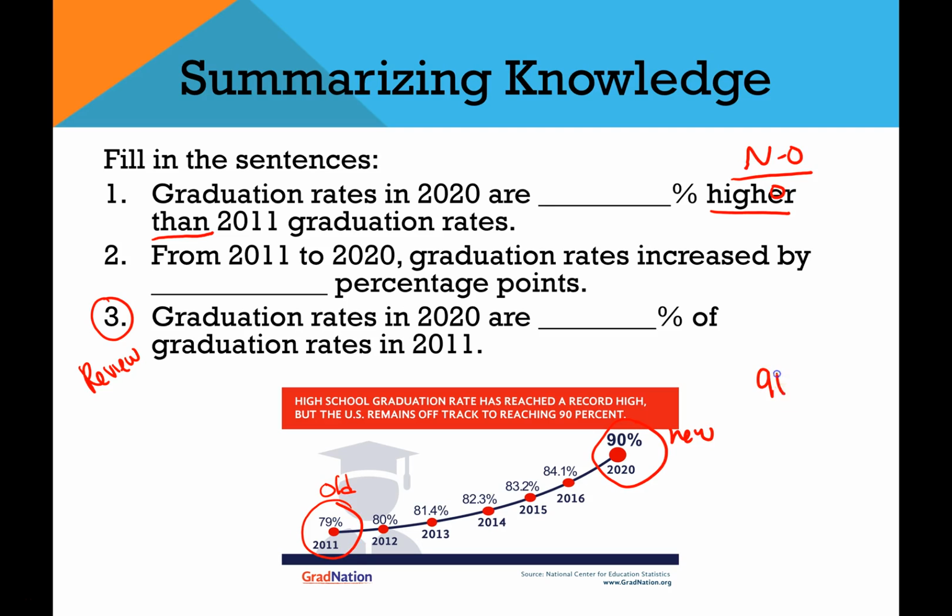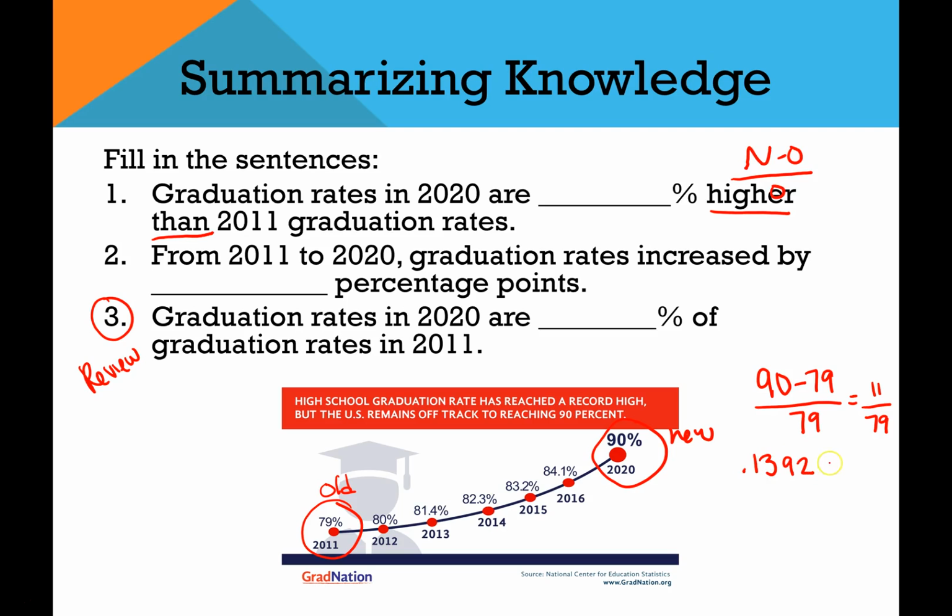So that's going to be 90 minus 79 divided by 79. So in the numerator, 90 minus 79 gives me 11. So 11 over 79 gives me 0.1392.